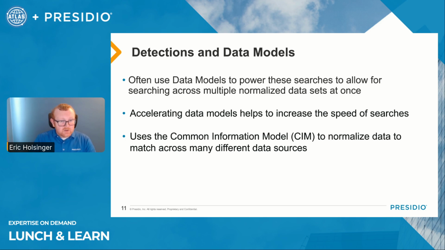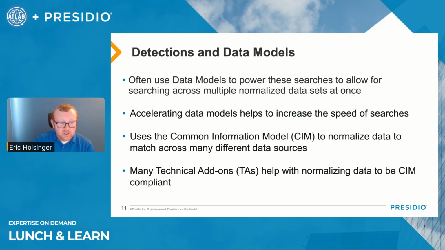And these data models use the common information model to normalize data that match across many different data sources, like I explained. Many technical add-ons that you can get on Splunkbase come with normalization of their data to be CIM compliant. So if you are bringing data into Splunk and you want to feed it into a data model, definitely recommend looking if there are any TAs that do that normalization work for you.